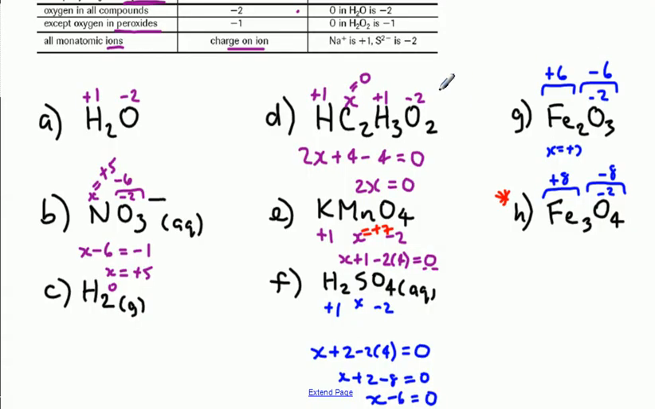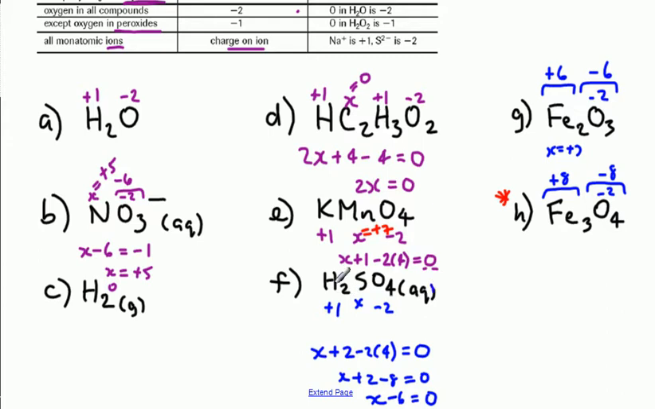So in a moment we're going to balance redox reactions. Before that, let's just take up these last three questions with regards to finding oxidation numbers, because finding oxidation numbers is the key to balancing redox actually. So here we have H2SO4 aqueous.